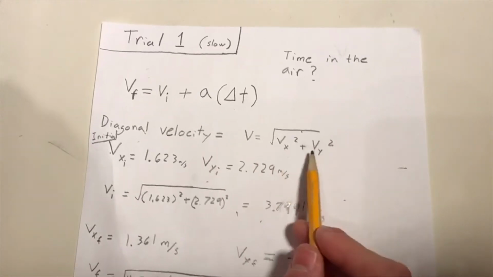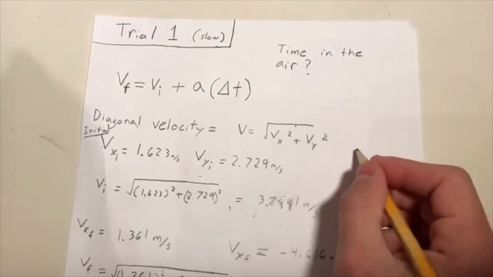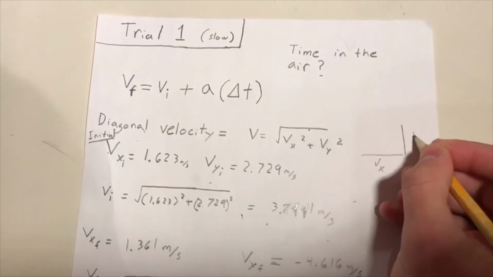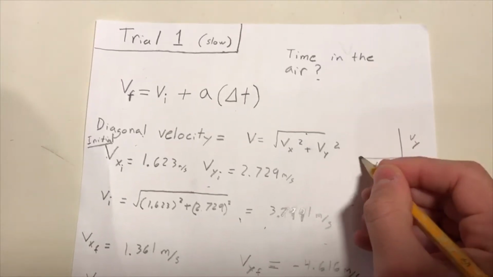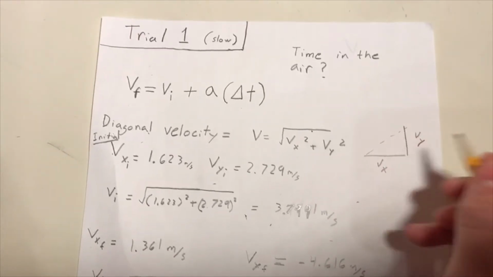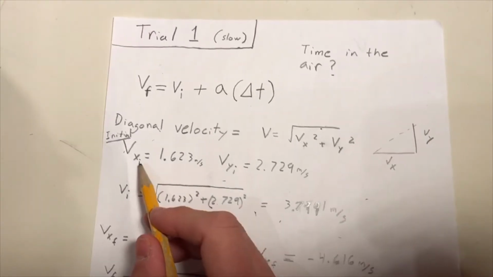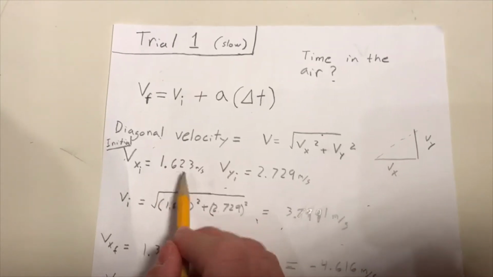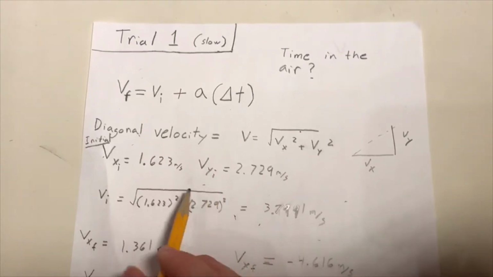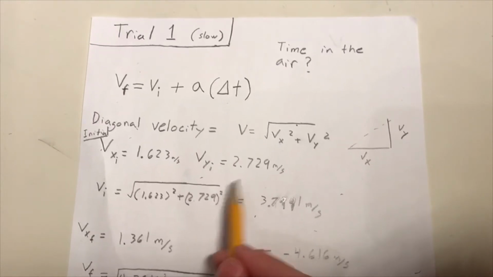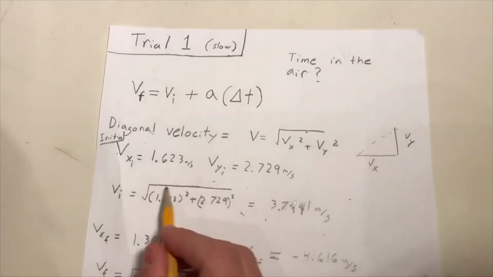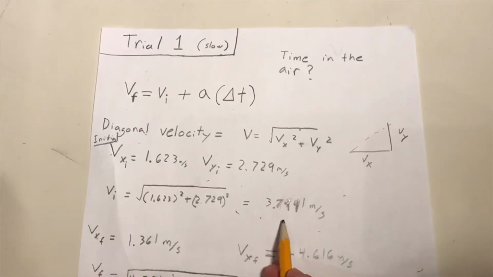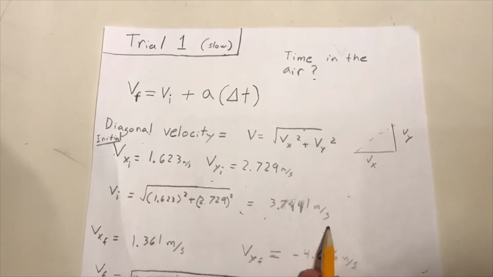We can think of this basically just as the Pythagorean theorem, where this is Vx, this is Vy, and this right here is the velocity. The Vx initial is 1.623 meters per second, and the Vy initial is 2.7. And so then we just plug these into this equation here, and we get 3.799 meters per second.